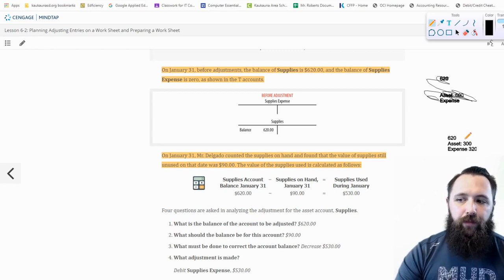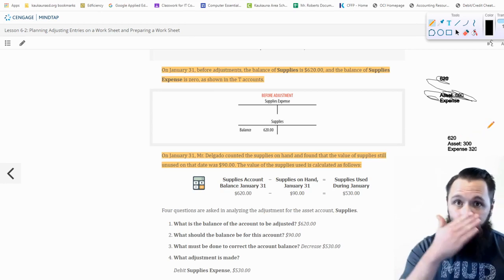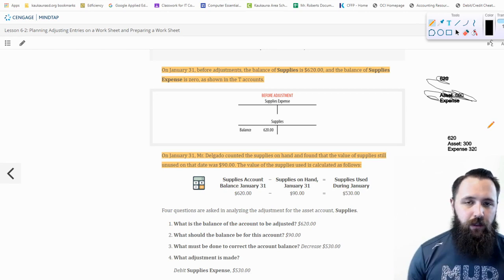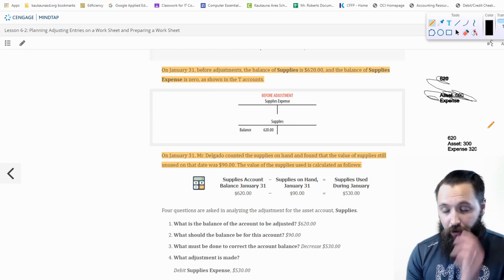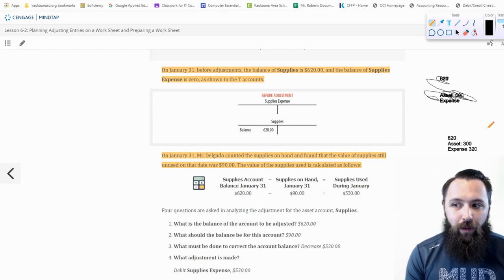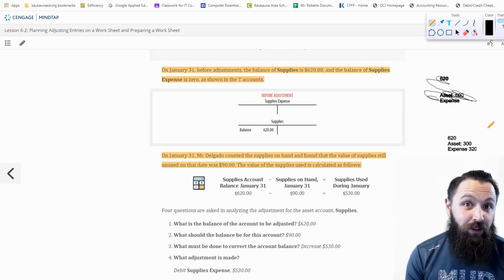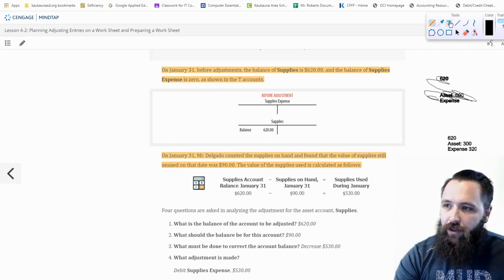Okay, but now our supplies balance is 620, but now it should be 300. What we're going to be looking at is what do we have to do to get that 620 down to 300, right? And this is where the T accounts come back into play. Supplies is an asset. How do I decrease an asset with a normal debit balance? I must credit it. How much do I credit it? Well, I'm going to credit the $320. That's some of the questions we're going to ask ourselves in just a moment.